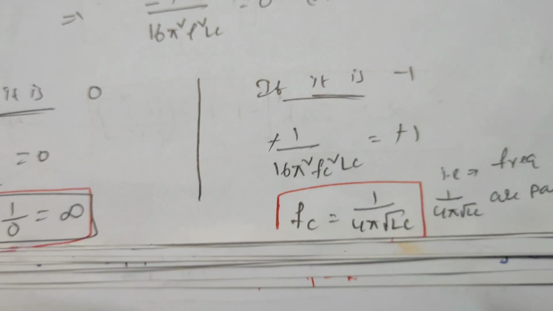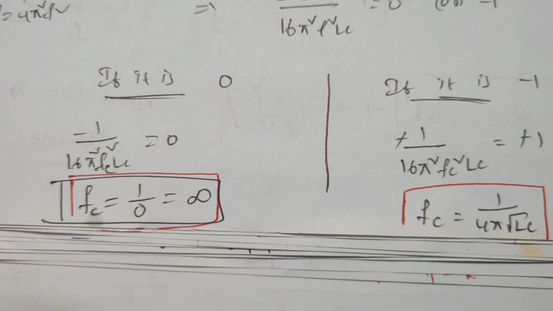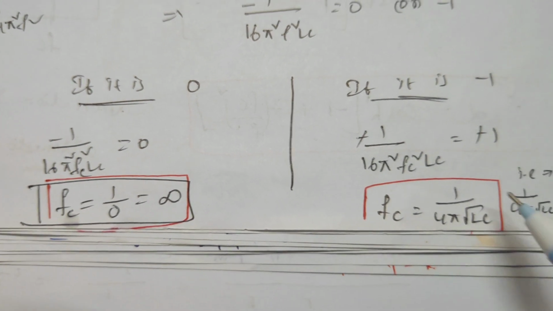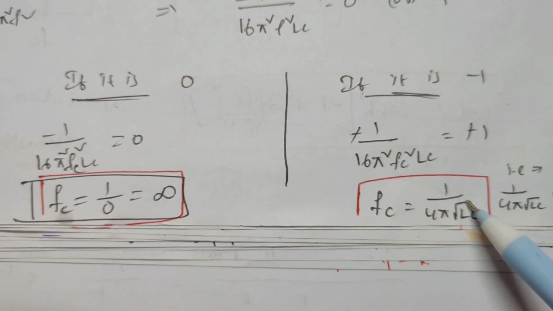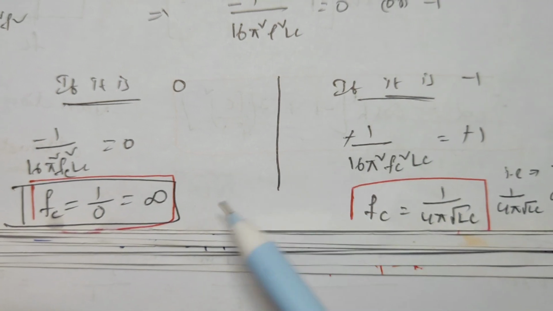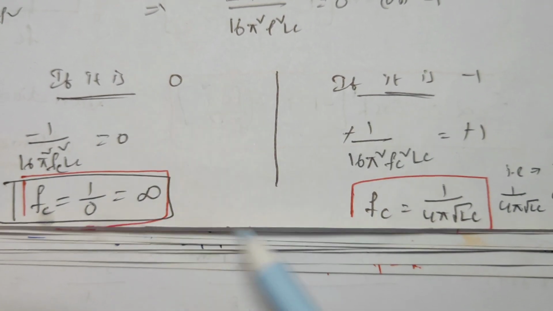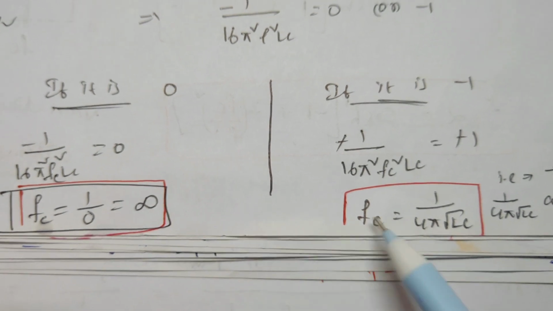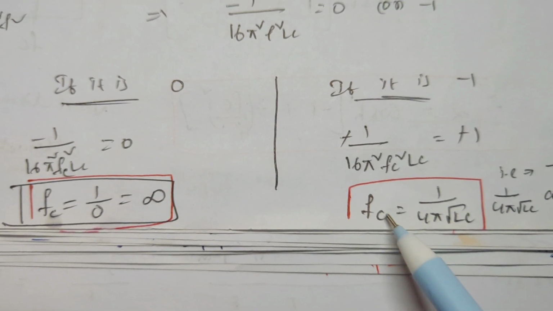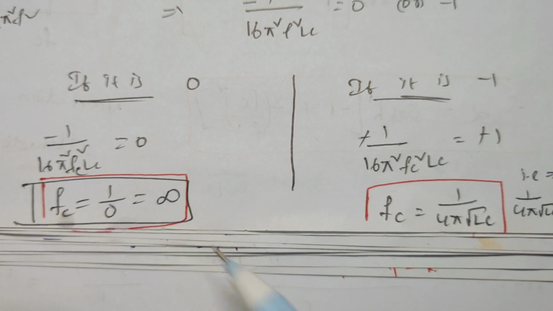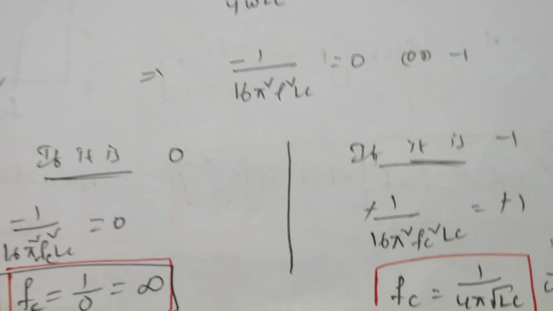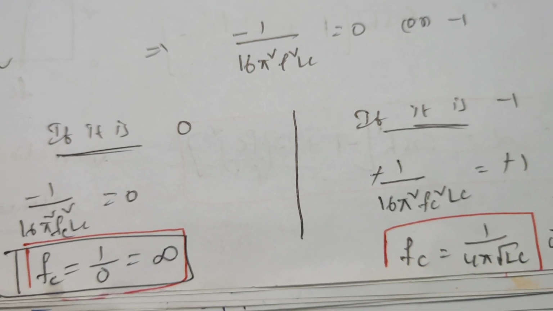So here these are nothing but the cutoff frequencies. Here we are getting two cutoff frequencies. So this is the cutoff frequency for the high pass filter. So from this one it is up to infinity, meaning above the cutoff frequency are called high pass frequencies. So we are getting the cutoff frequencies ranging from fc = 1 by 4 pi root LC to infinity. So these are called the high pass frequencies.